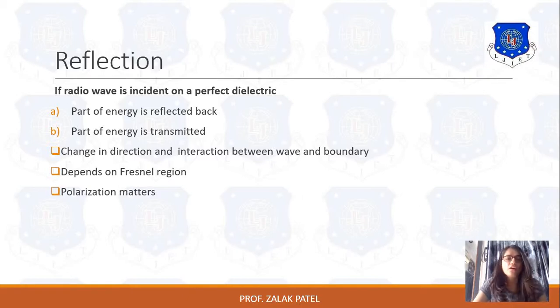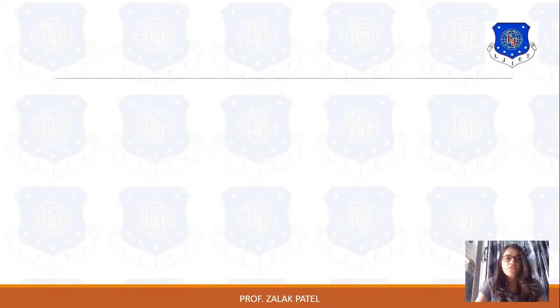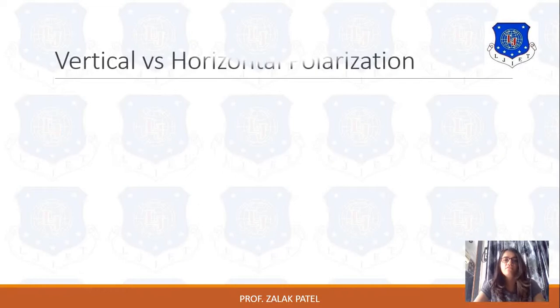Also polarization is necessary to consider. Polarization is the time varying behavior of the electromagnetic field strength, meaning when the electric field strength changes with time, polarization occurs. There might be linear, circular or elliptical polarization. Among them, in this case vertical and horizontal polarization, which are part of linear polarization, are considered.